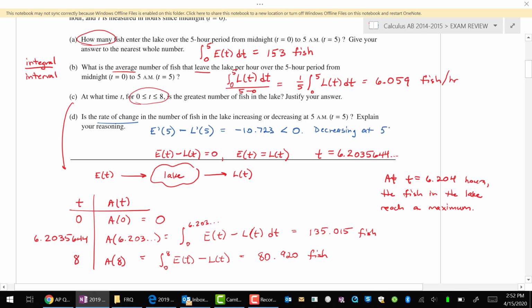At 5 a.m., because my second derivative at time 5 is negative. So there's an example of a rate in minus rate out sort of an accumulation problem for your FRQ.